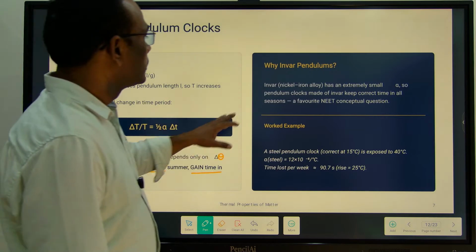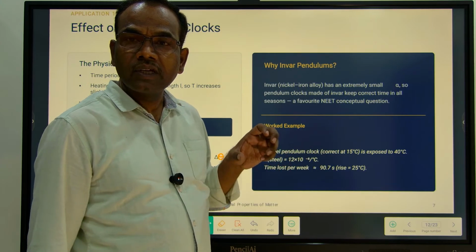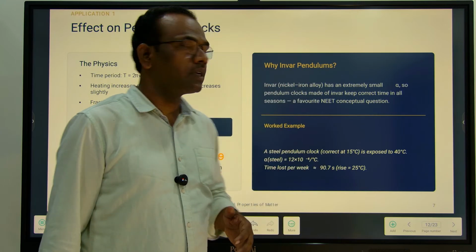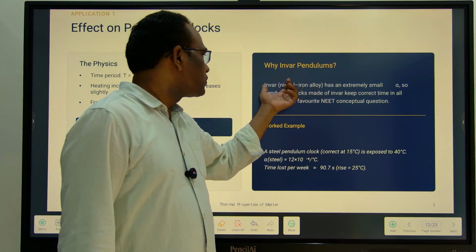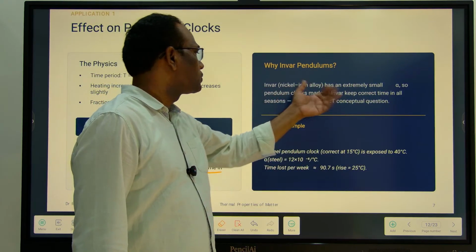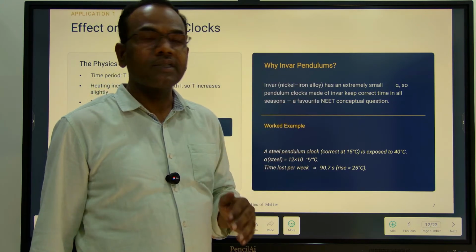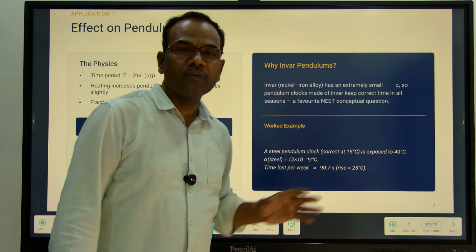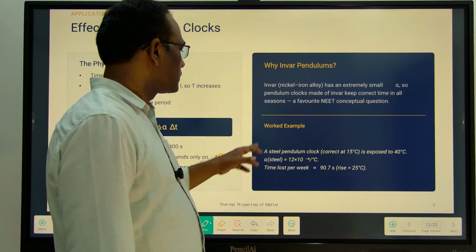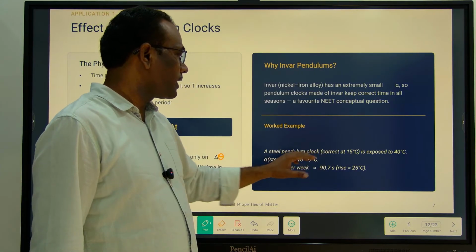Now, to avoid this problem, pendulum clocks are made with invar steel. Invar means a nickel and iron alloy. Why use invar? Because the alpha value is very small for this alloy. That's why pendulum clocks made of invar keep correct time in all seasons. This is one of the questions asked many times in previous examinations. Here is one example you can try: a steel pendulum clock.